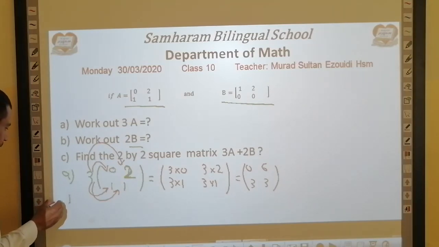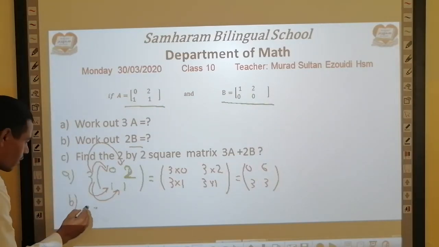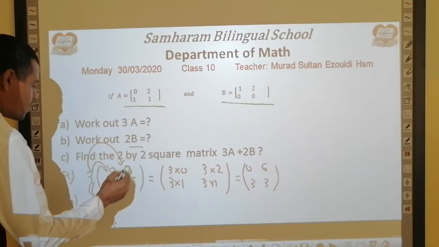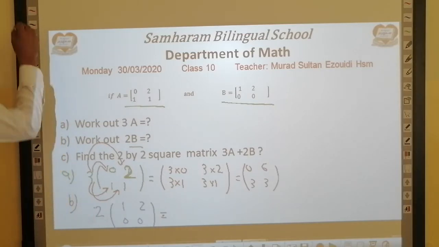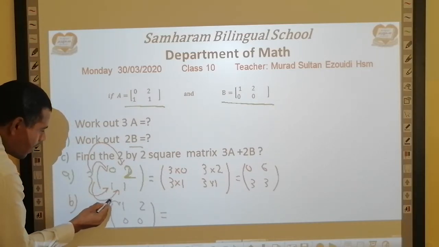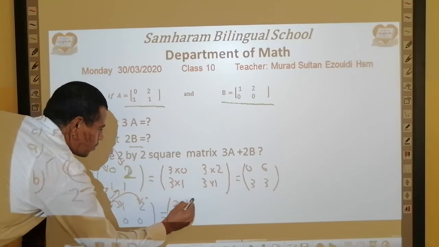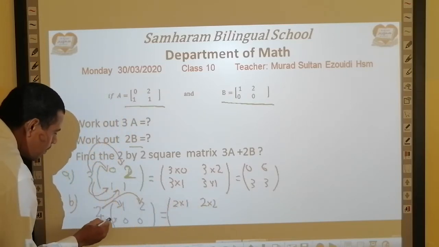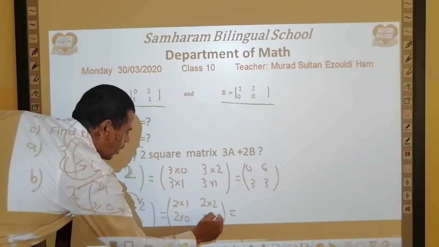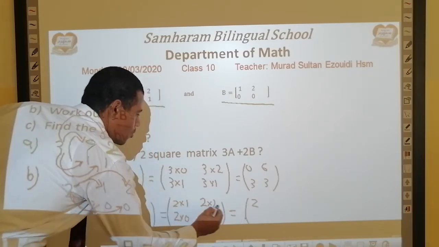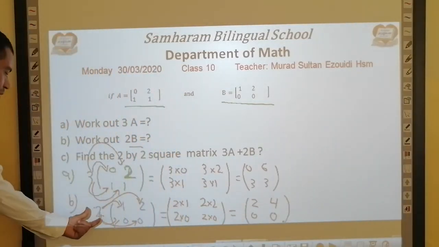Move now to small b. We have 2b. I will just write here 2. Okay. 2. And what is b? B is 1, 2, 0, 0. I will multiply my kids. I will multiply what? I multiply 2 by 1. Okay. 2 multiplied by 1. Then 2 multiplied by 2, then 2 multiplied by 0, then 2 multiplied by 0. It will be equal, 2 by 1 is 2, 2 by 2 is 4, 2 by 0 is 0, and 2 by 0 is 0, so this is the product of 2 times B.